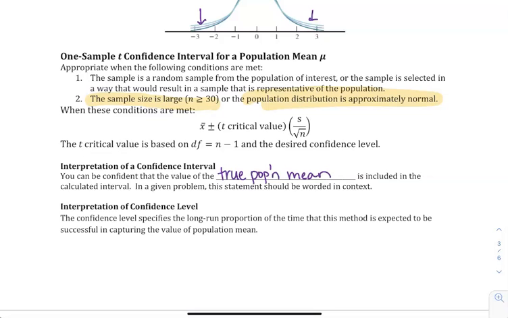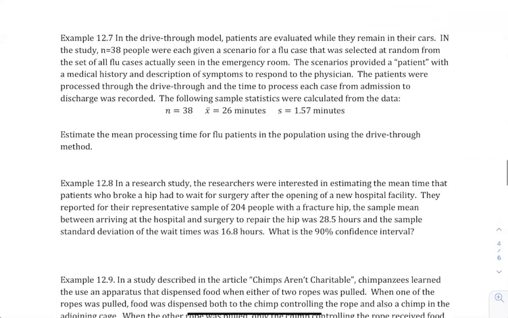Remember, we usually just take one shot at this. It may work, it may not, we don't know. But our method in repeated sampling would work whatever percent of the time. So let's see how we would do this.